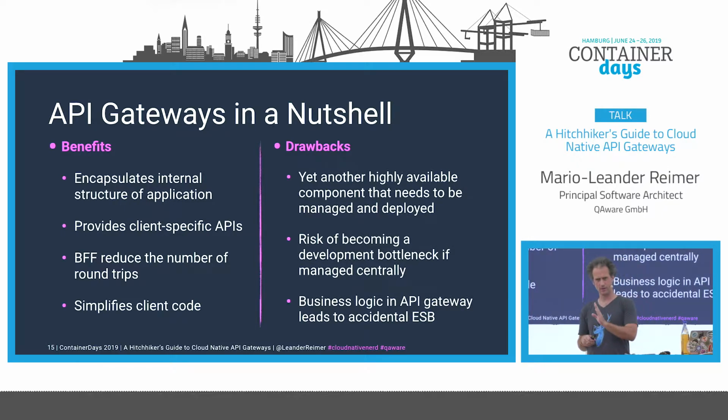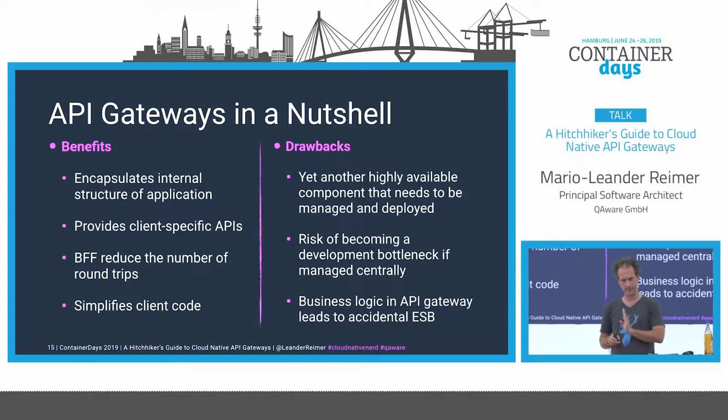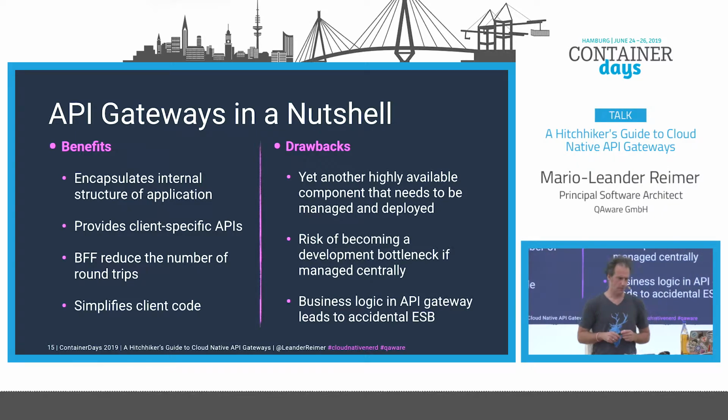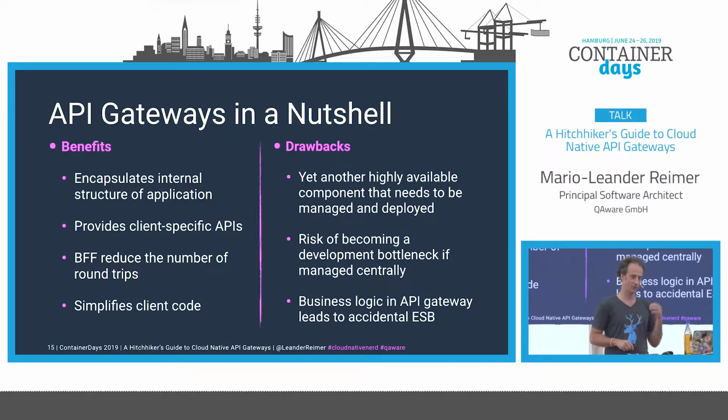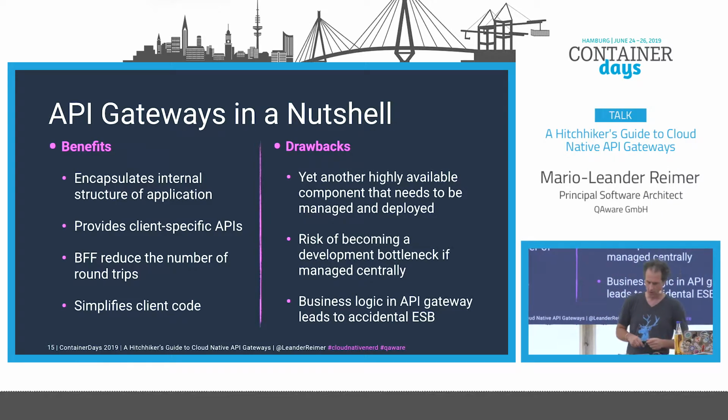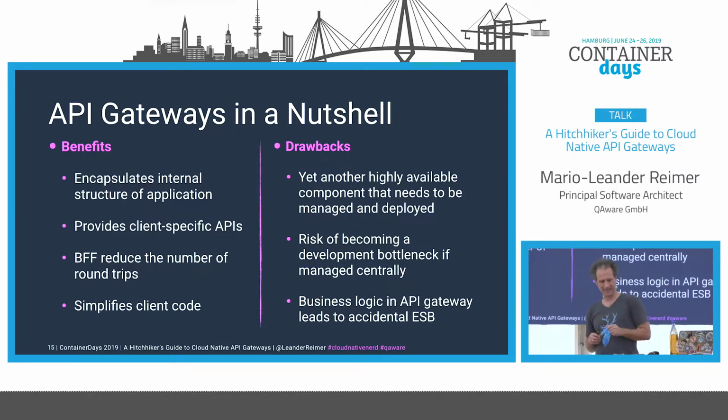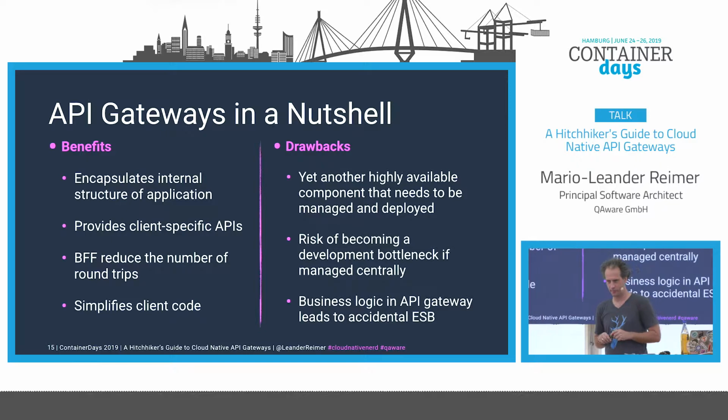But of course, there are a few drawbacks, okay, to the API gateway pattern. First of all, it's yet another highly available component that you need to operate, okay? If the API gateway is down, kind of everything's down, okay? No one can talk to your services. So really, you have to care for a highly available gateway. Also, the gateway kind of has the risk of becoming a development bottleneck. Now, what do I mean with this?